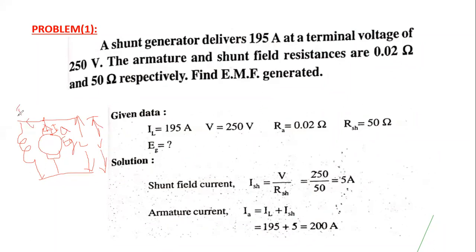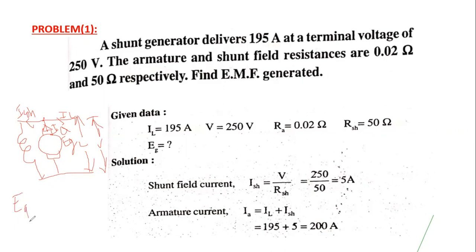That is ISH and IL. The current flowing through the load is called the load current, and the current flowing through the shunt field winding is called ISH. First, let us write down the voltage and current equations for the shunt generator.